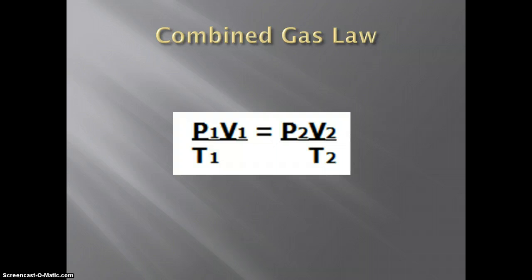But we can combine them all and see the relationship between pressure, volume, and temperature. We take an initial pressure, volume, and temperature. If I change one of these other variables or 2 of these other variables, how does the third one change?